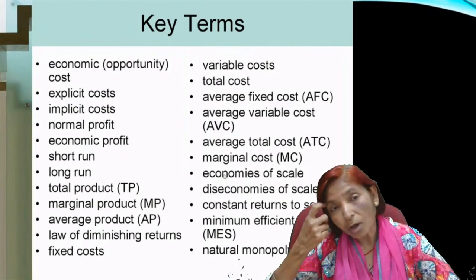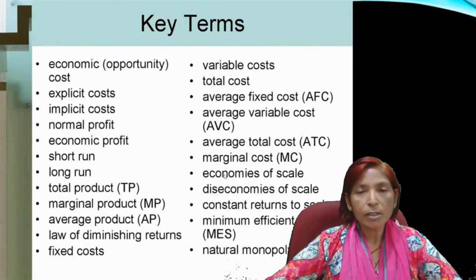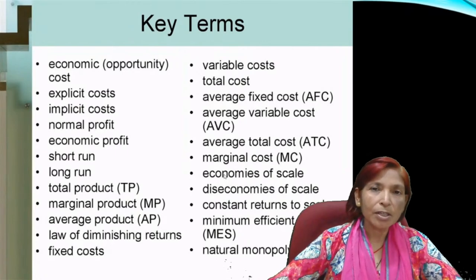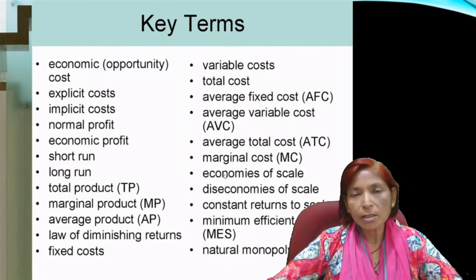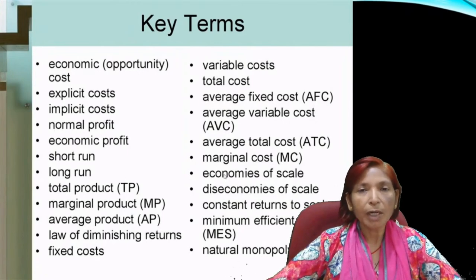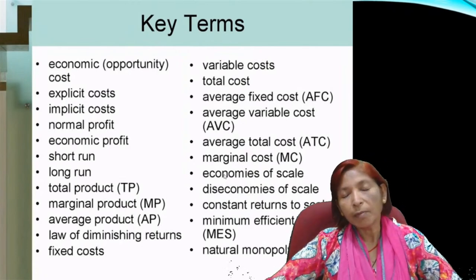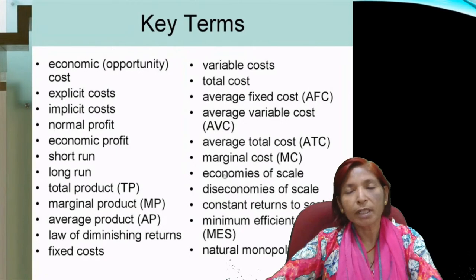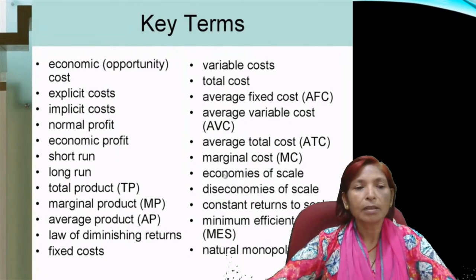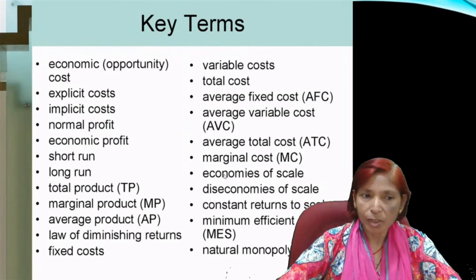Now next term is normal profit. This normal profit is no profit, no loss. When average revenue and average cost both are equal, that is the situation of normal profit. If the firm is getting the same amount which the firm is using in the production of goods and services, that is called normal profit. No profit, no loss situation.